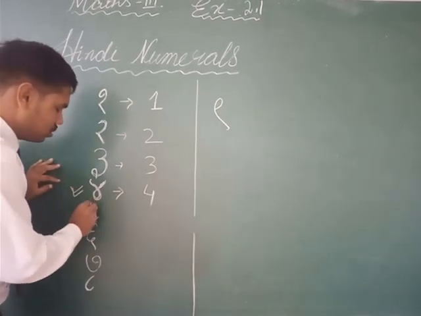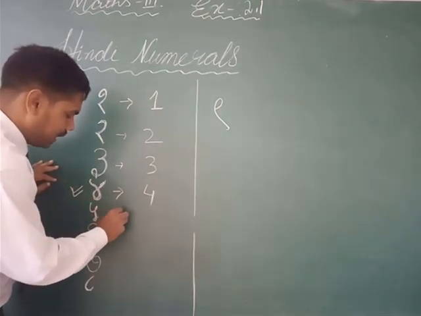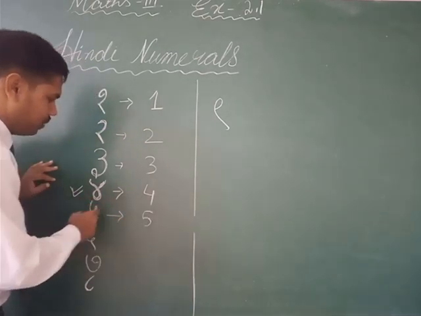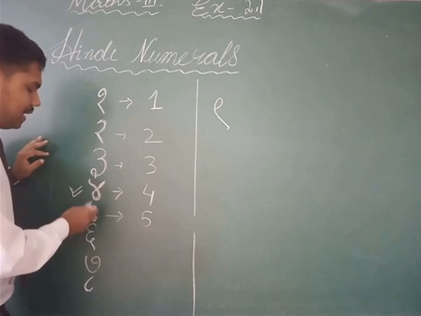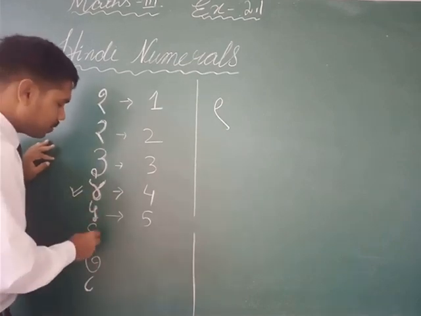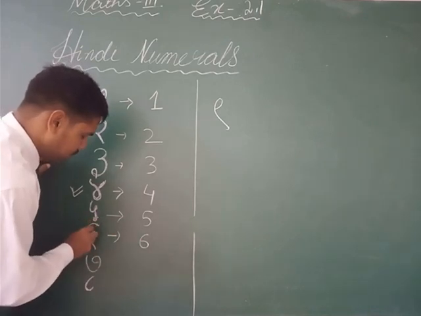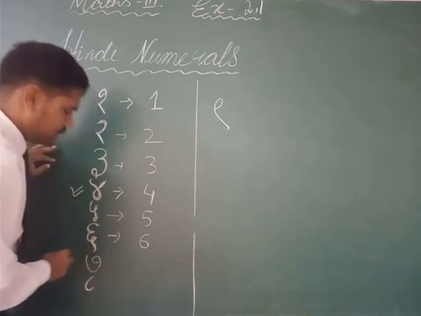Then 5 is also different. So this is how you can write 5. Okay, so 5 is near about like the 4 which we used to write, slightly designed. Then we have 6. 6 is also different, which you need to keep in mind.